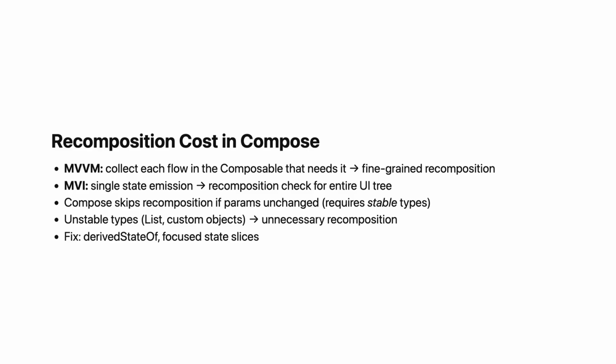Now, Compose is smart. It skips recomposition if the parameters have not actually changed, but this relies on stability. If your state contains unstable types like lists or custom objects without proper equals, Compose cannot skip, and you get unnecessary recomposition. The fix is to use derived state, or to split your single state into focused pieces that individual composables read. But at that point, you are partially recreating the MVVM pattern inside MVI.